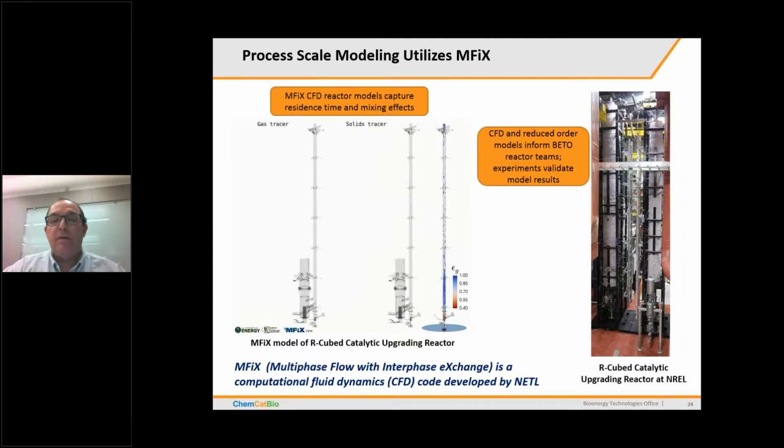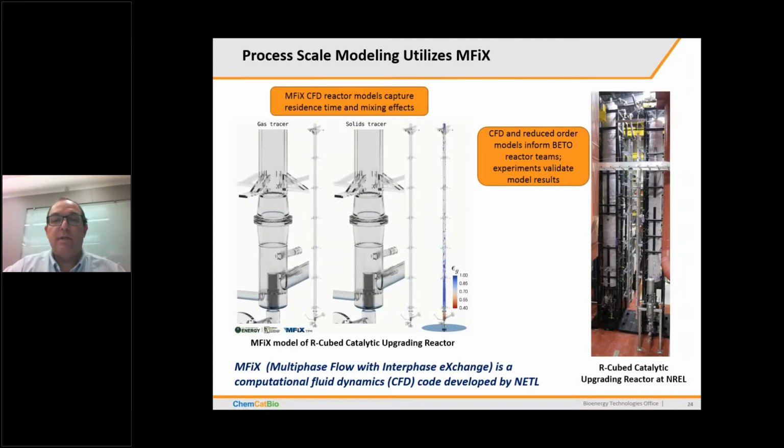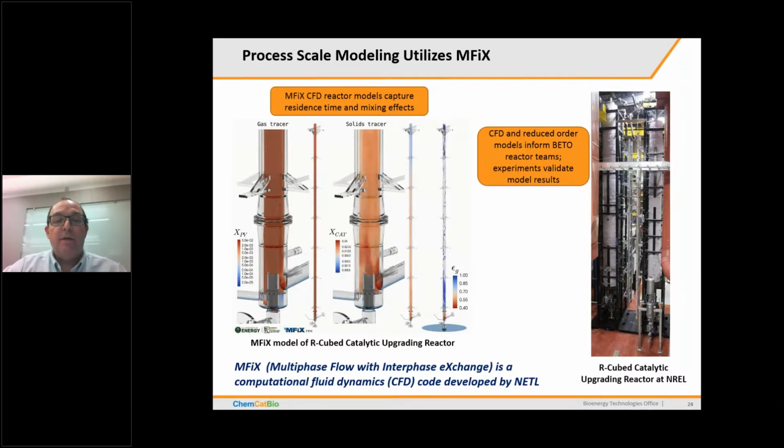So you can see on the right the actual reactor, which is at the National Renewable Energy Laboratory. And so we work very closely with those experimentalists on that team, where they're taking validation data for our models. And then ultimately we want to have this computational and experimental data to compare and frame the complete picture of the catalytic upgrading that's occurring.